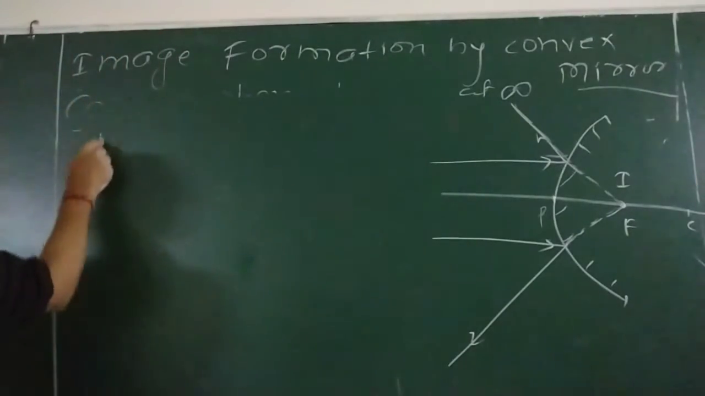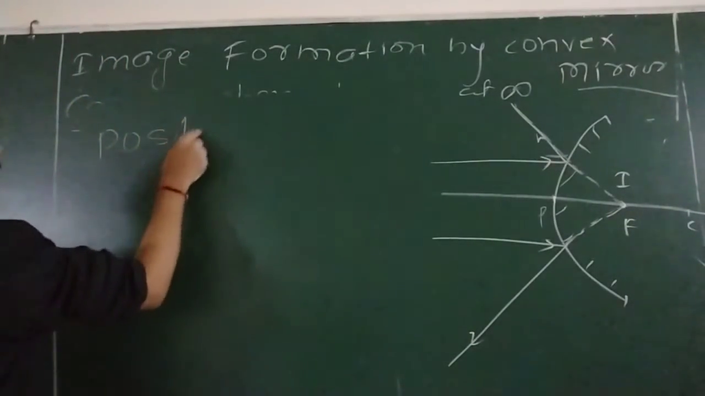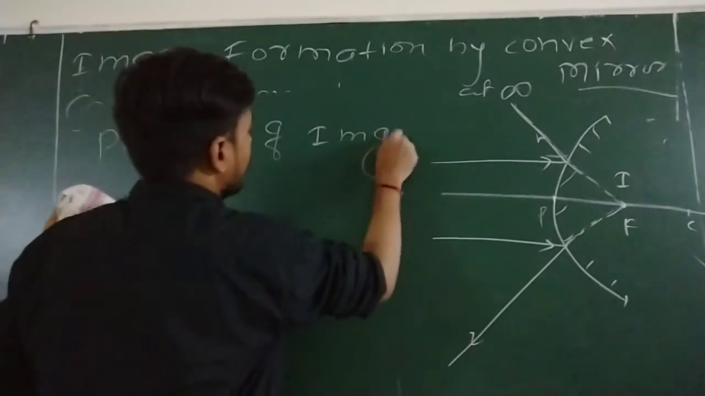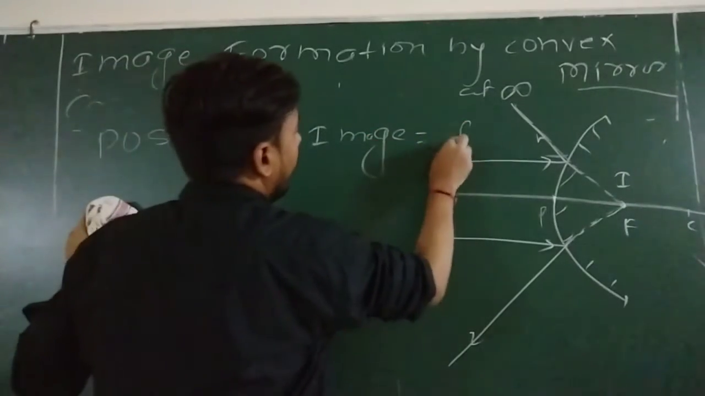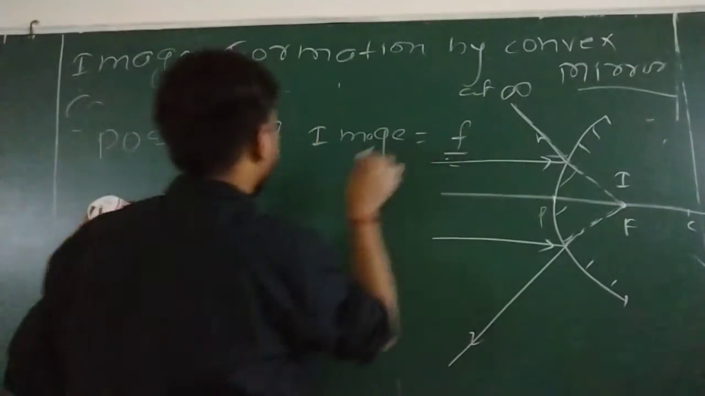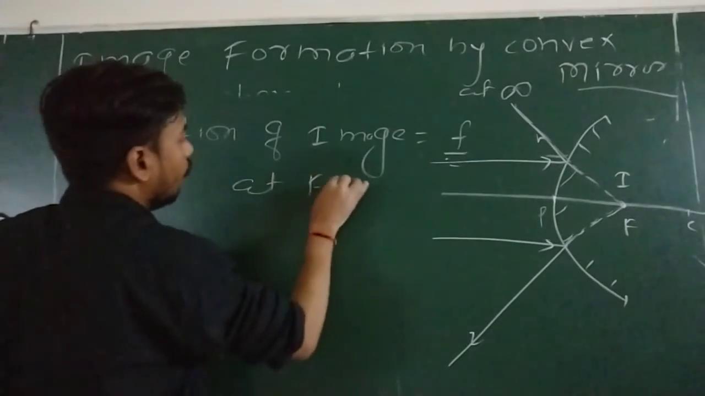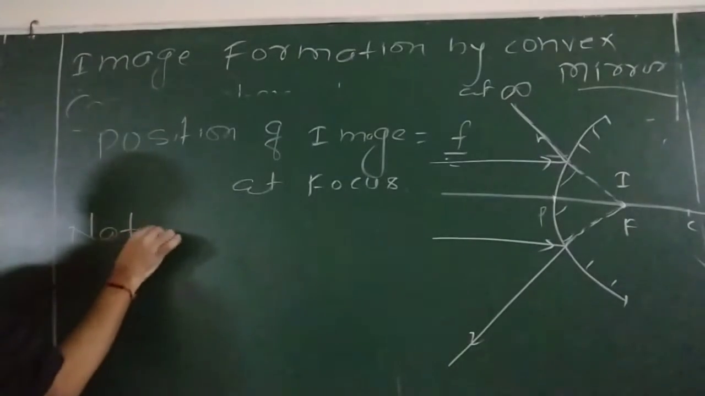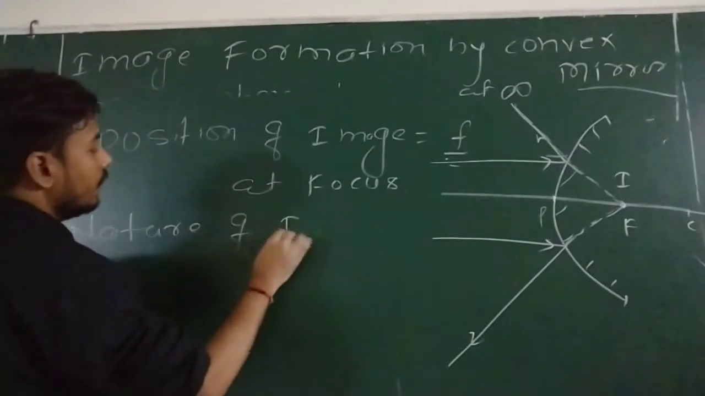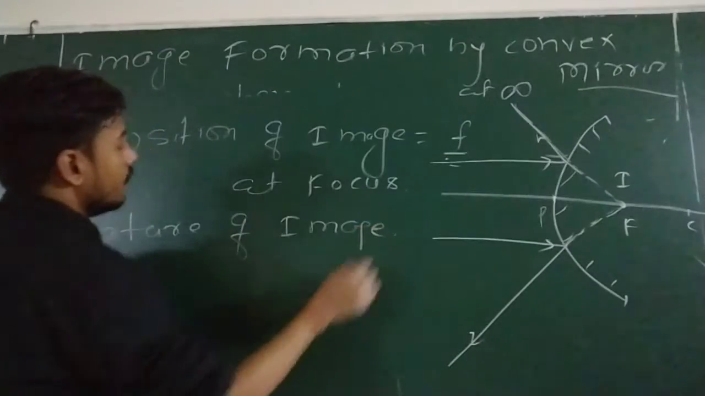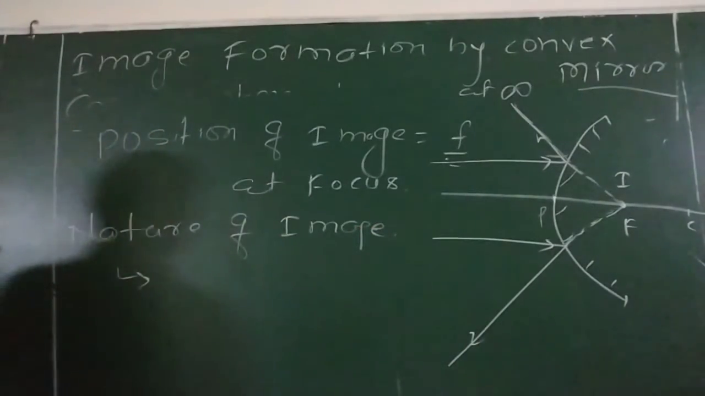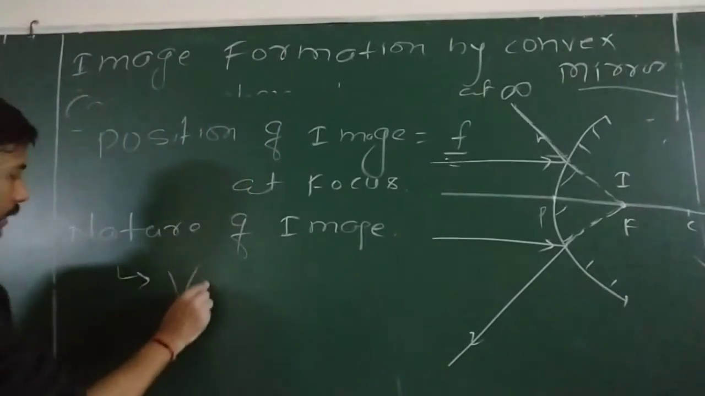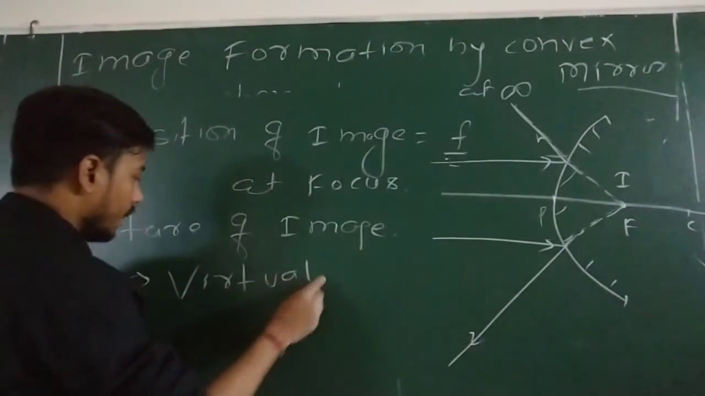So I am writing here position of image. You also write position of image. So position of image will be F, or you can say at focus. Yes or no? Now nature of image. So nature of image, first thing, it is real or virtual? So virtual. Okay.